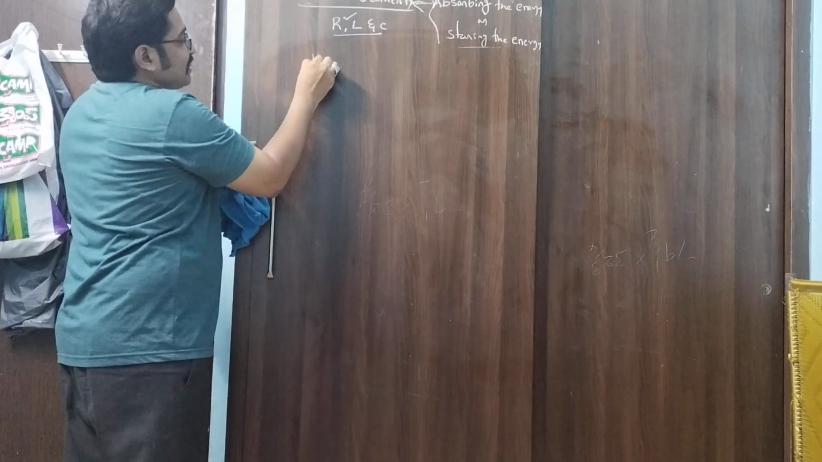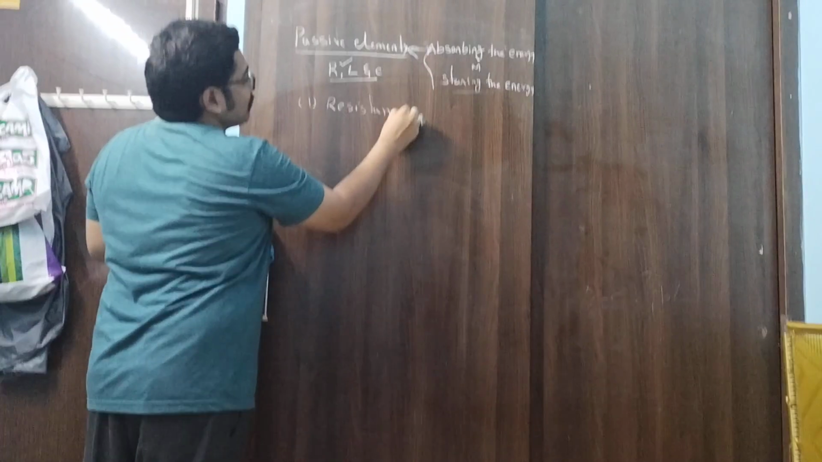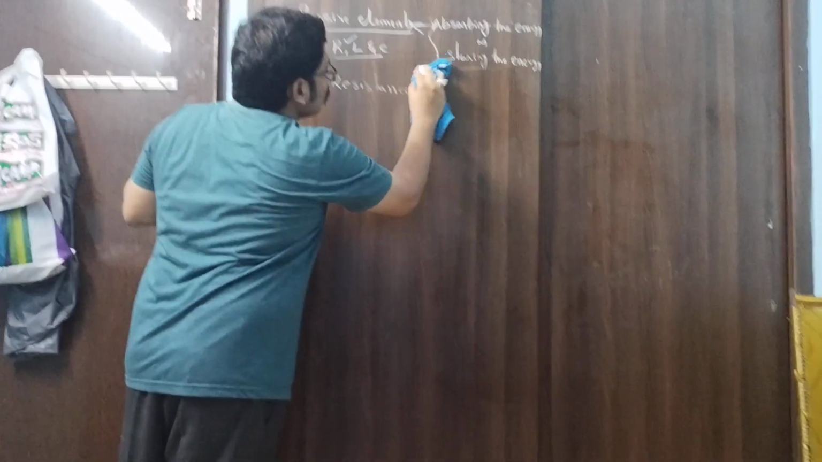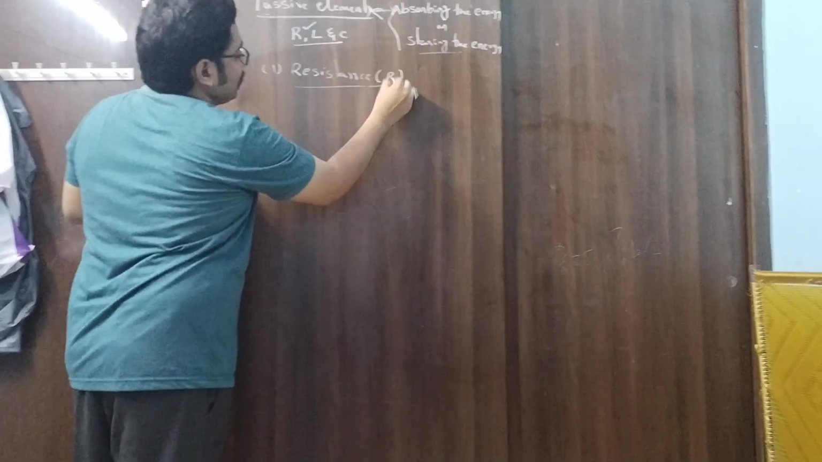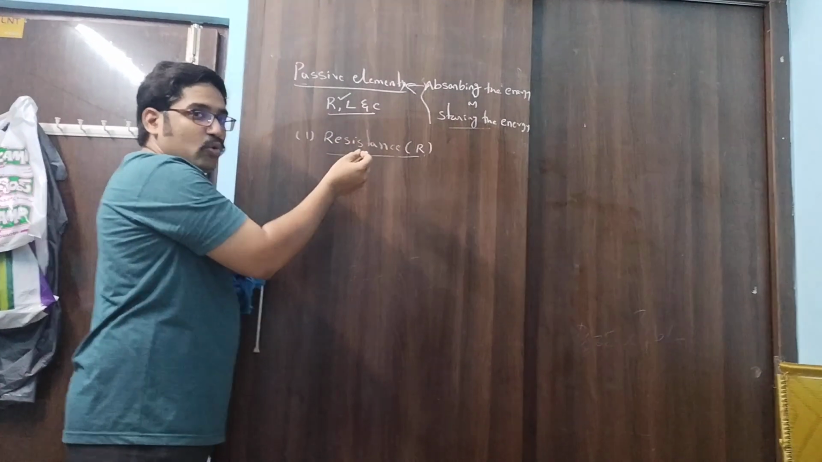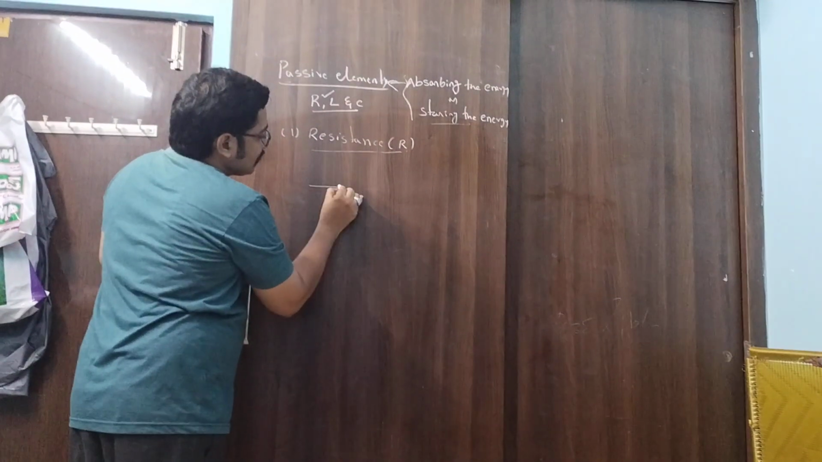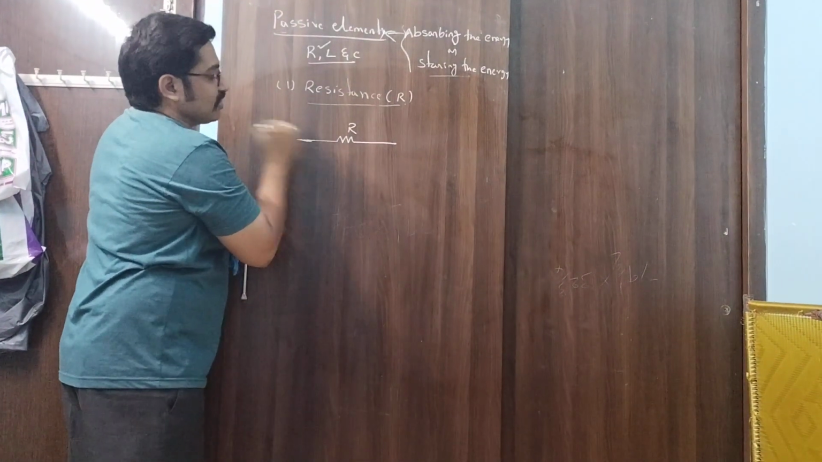What is meant by resistance? So we have a resistance. Symbolically, resistance is represented by R. The unit is ohms. The symbolic representation of resistance R will be like this.